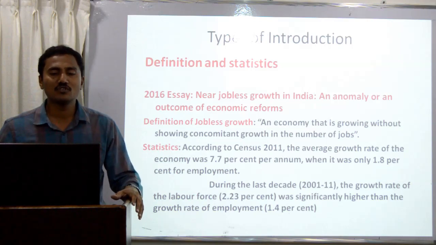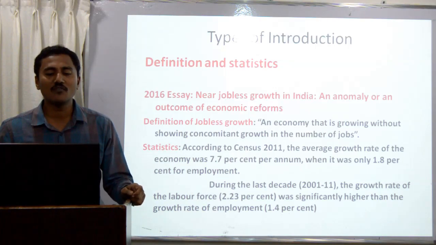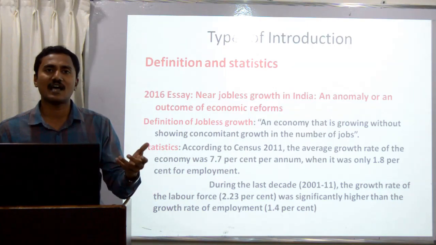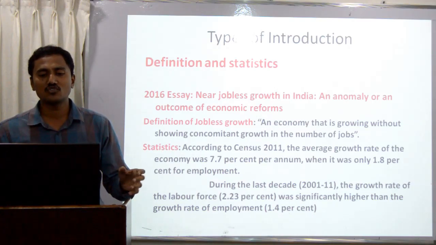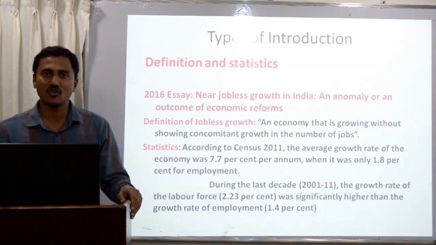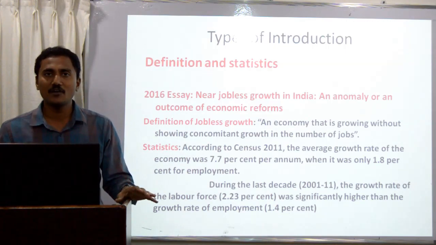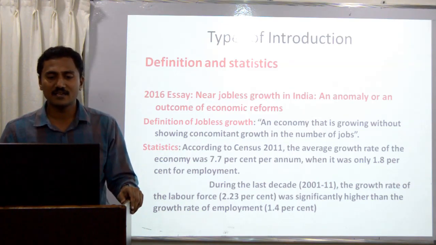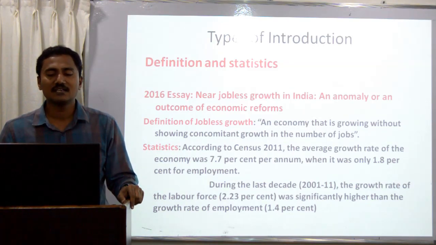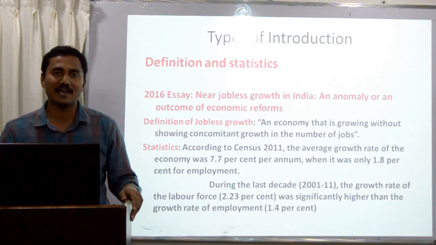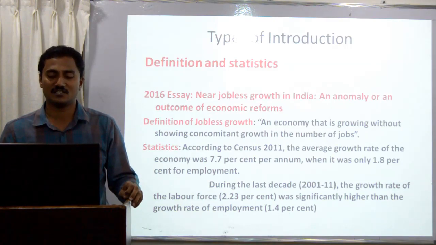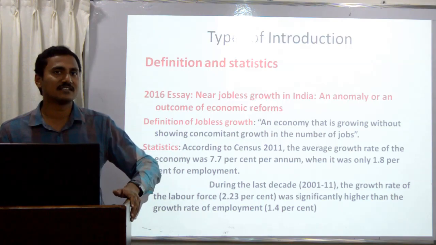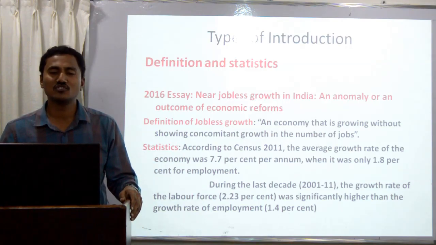For example, the 2016 essay topic, jobless growth in India, an anomaly or an outcome of economic reforms. For this, you can directly start by defining what a jobless growth is. You can say an economy that is growing without showing proportionate growth in the number of jobs is called jobless growth. You can define it and prove it with a few statistics. Like the 2011 census says that the average economic development per annum is 7.7, but the employment growth is just 1.8%. So you can show some statistics like that to prove the question given in the essay.